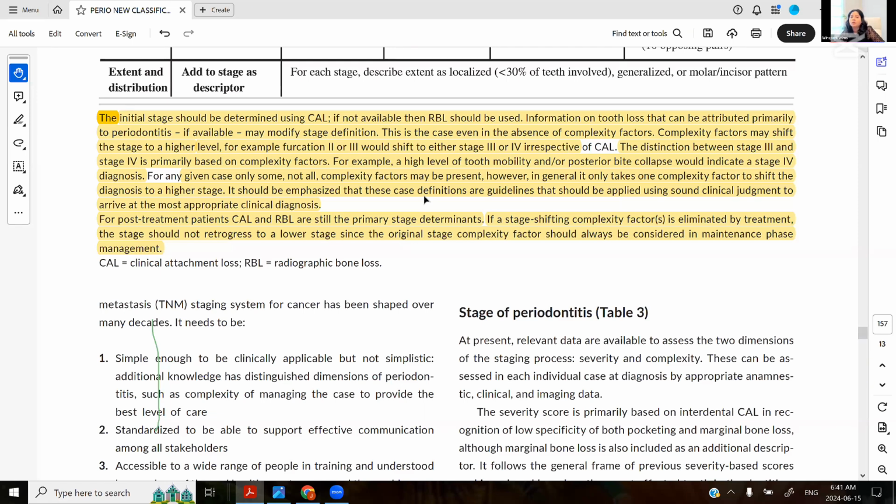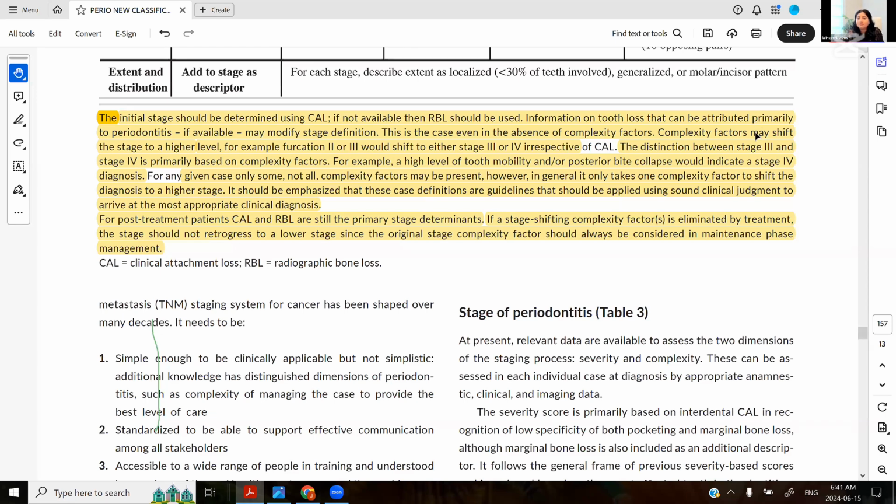Then information of tooth loss that can be attributed primarily to periodontitis can modify the stage definition, right? If you have the information on tooth loss, suppose there are lesser probing depths now, but there are 4 teeth already lost to the disease. Would that be a stage defining factor or not? It is, right? That's why any one factor which comes from stage 3 and 4, even with lower probing depths or lower attachment loss, can become the complexity factor and stage defining factor.